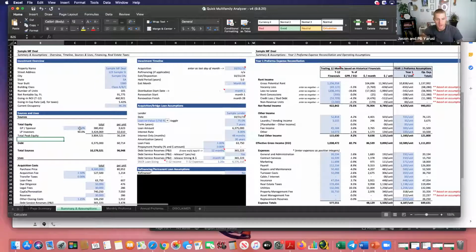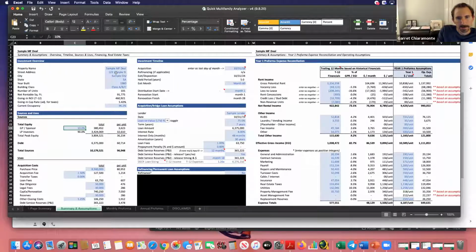Again, if you are bringing capital as the GP sponsor, you're bringing 10% of capital, then this will show that you'll be 10% of capital. If you're not, and the investors are bringing all the capital, then you will be at zero. So this will be information you're going to plug and play in the property.